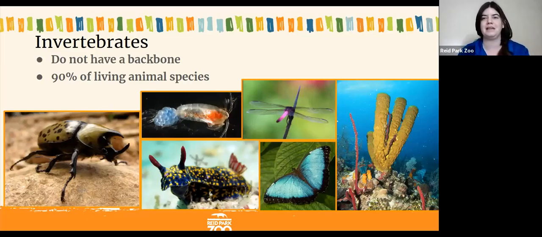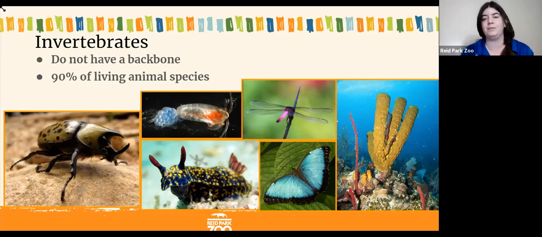Now, invertebrate seems like a big word, but all it means is that it's an animal that doesn't have a backbone. So we all have skulls and we all have backbones, and our skulls protect our brains and our backbones protect our nerve cords. And that's really, really important because our brains and our nerve cords tell the rest of our body what to do. So that information is really important and it needs to be protected.